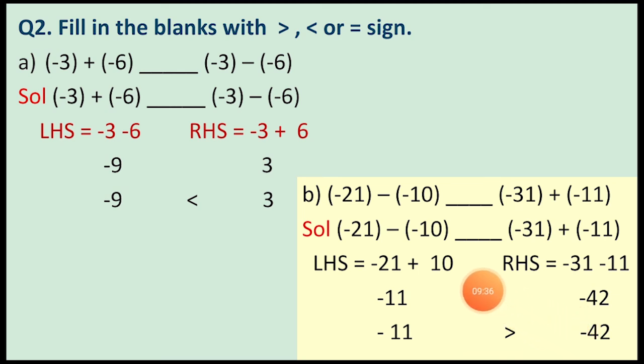Now you can see here that the sign will be indicated. We know that if the smaller integer has a negative sign in front of it, that negative integer becomes greater as compared to minus 42. So here minus 11, if you see on the number line, is nearer to 0. So this is greater as compared to minus 42.